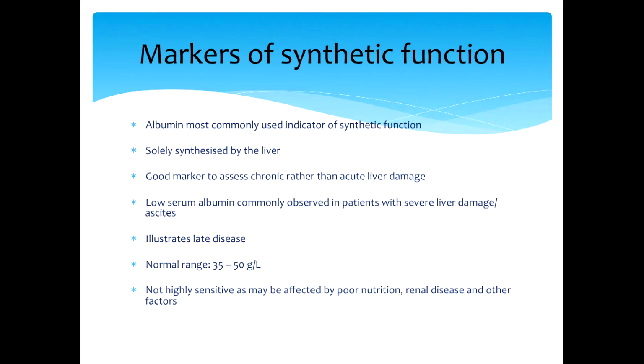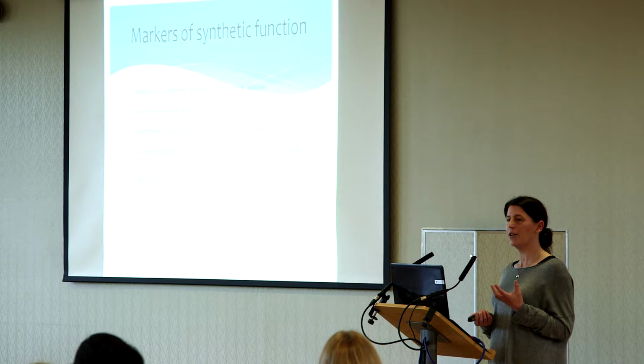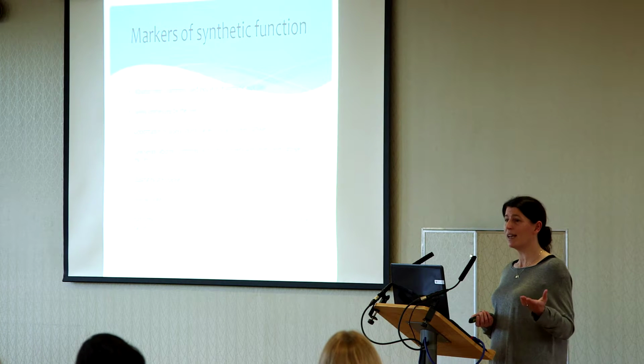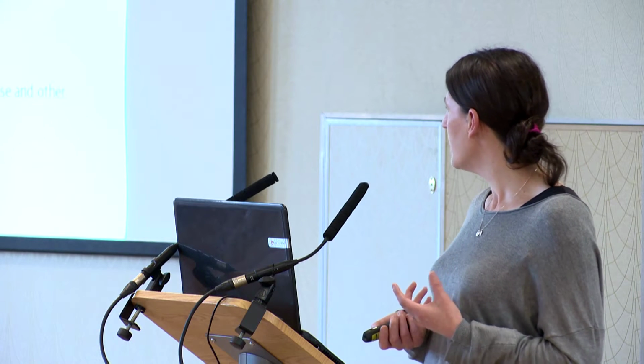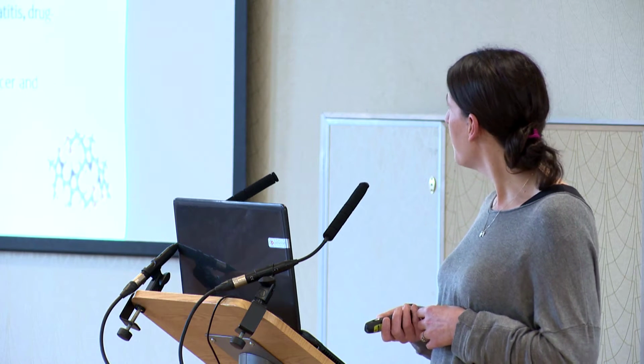The problem with all of this, however, is that because the liver is such an amazing organ, you only need about 10% of the liver to be working in order for it to do its functions properly. And therefore, by the time you've got a liver patient who's dropping their albumin, things are really late on, and it's a bit too late to be considering these things. So it illustrates late disease, but again, differential diagnosis. It can be affected by other factors such as poor nutrition and kidney disease.